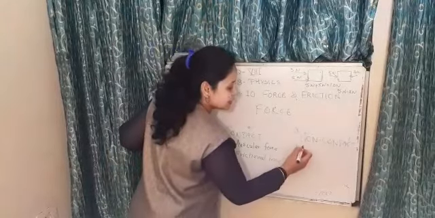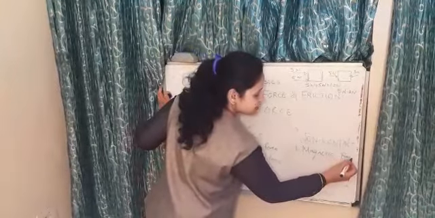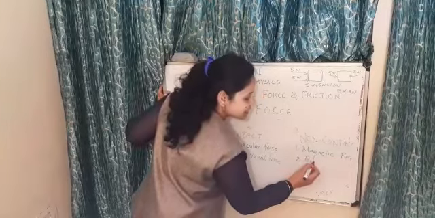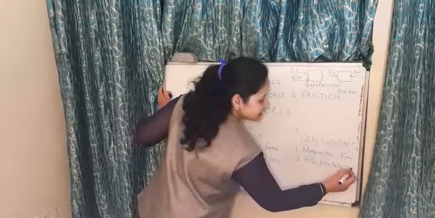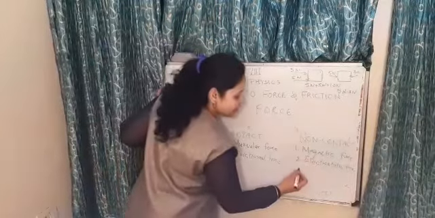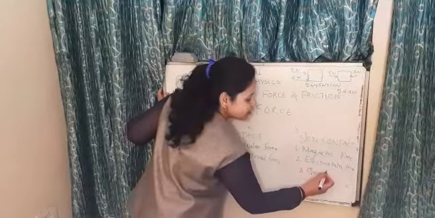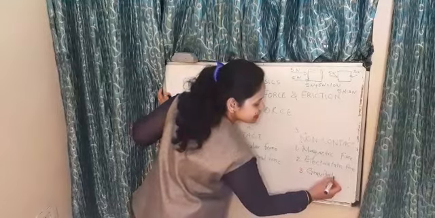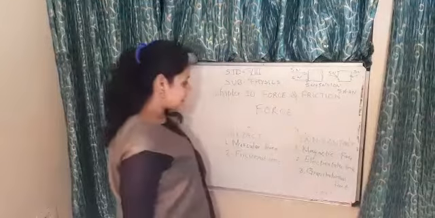Non-contact force, number one is magnetic force, which is applied between the poles of magnets. Second is electrostatic force, applied between the charges. That is also a non-contact force. They need not be in physical contact. And third is very commonly known to you. That is gravitational force. Yes, the force with which the earth pulls us. That is gravitational force.